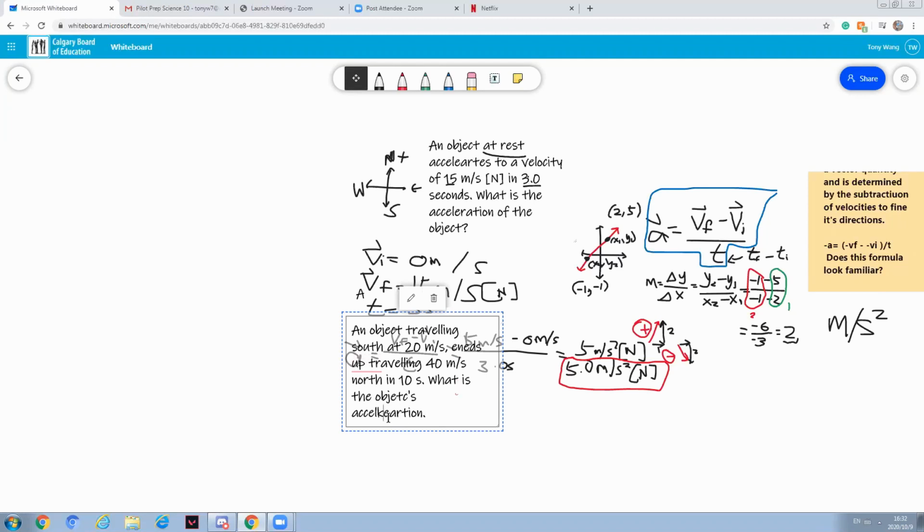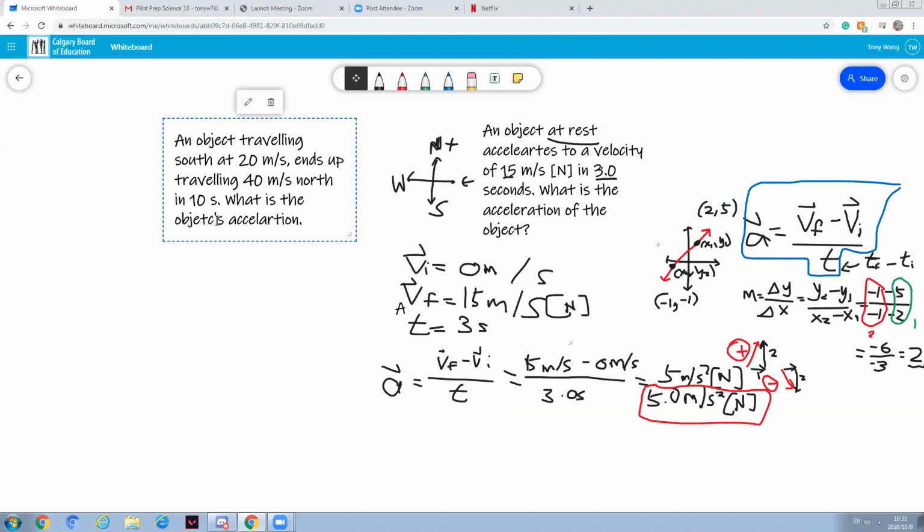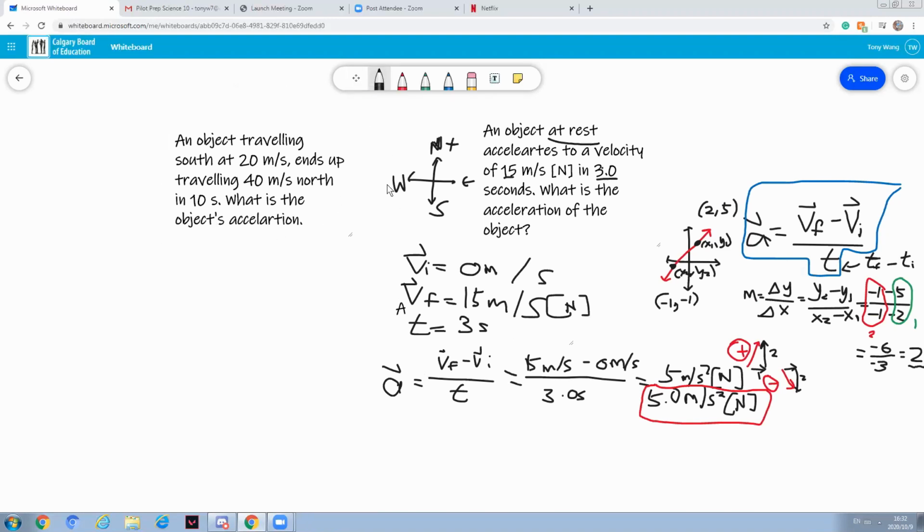Okay, so this is a pretty straightforward issue. There's just a little twist, which will really help you understand the concept of acceleration, which I'll explain in a bit. Okay, so an object traveling south at 20 meters per second ends up traveling 40 meters per second north in 10 seconds. What is the object's acceleration? Wow, I cannot type today. All right, so guide me through this problem. What is the first step I do? All right, so first the initial velocity is 20 meters per second south, so it's negative. So define your direction first.